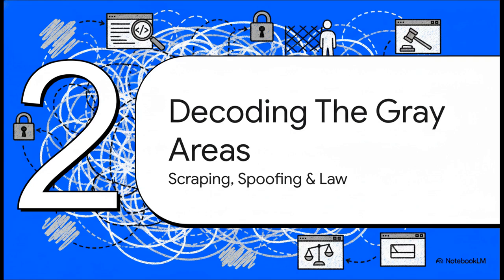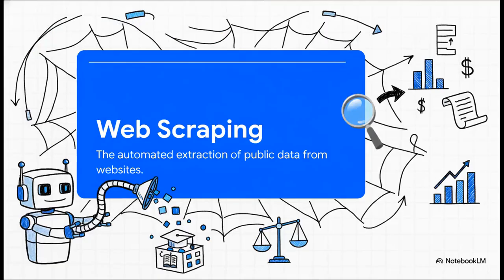Okay, so since those gray areas are where most of the real-world questions pop up, let's zoom in and really decode what's going on with them. This is the stuff that developers and pros have to deal with every single day. First up, web scraping. Let's just make sure we're all on the same page. At its core, web scraping is just using a bot to automatically pull information from a website. It could be for anything: academic research, comparing prices, analyzing the market. The act itself is really just about collecting data.